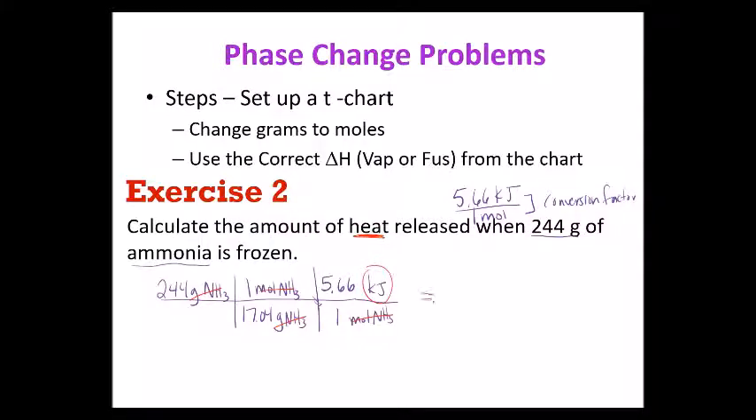And then I do the multiplication and division. 244 times 5.66 divided by 17.04. And I get 81.0 kilojoules. And this is, you could say, released. Or if you wanted to, you could stick the negative sign in there and then put negative 81 kilojoules, which is also telling you that it's released. It's exothermic, it's leaving the system.